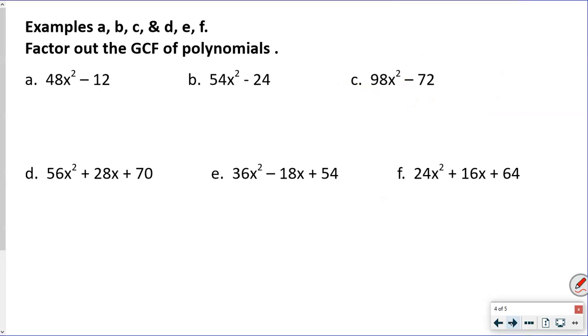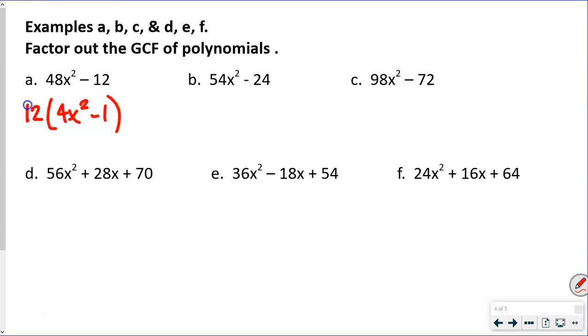So we're going to do a couple of examples here today. So it says examples 1A through F. We're going to factor out the GCF of the polynomials. So on this first one, looks to me again like this is a factor of 12, because 12 times 4 is 48. So that would be 4x squared minus 1. Remember, when you factor out, you're going to divide the number by the GCF, okay?